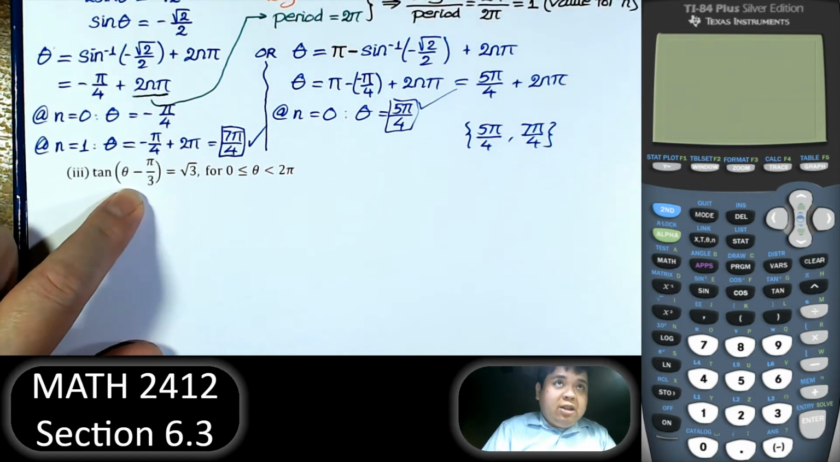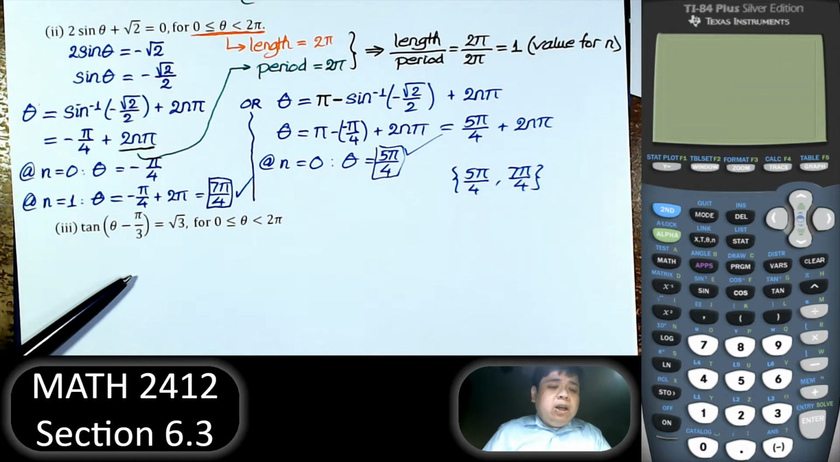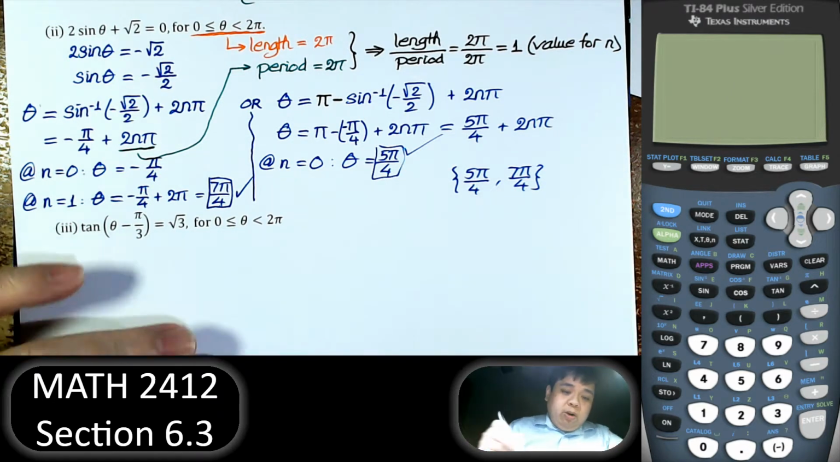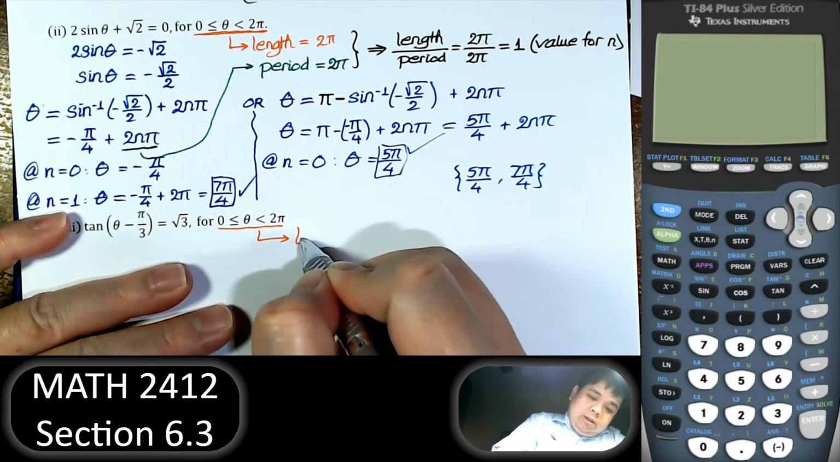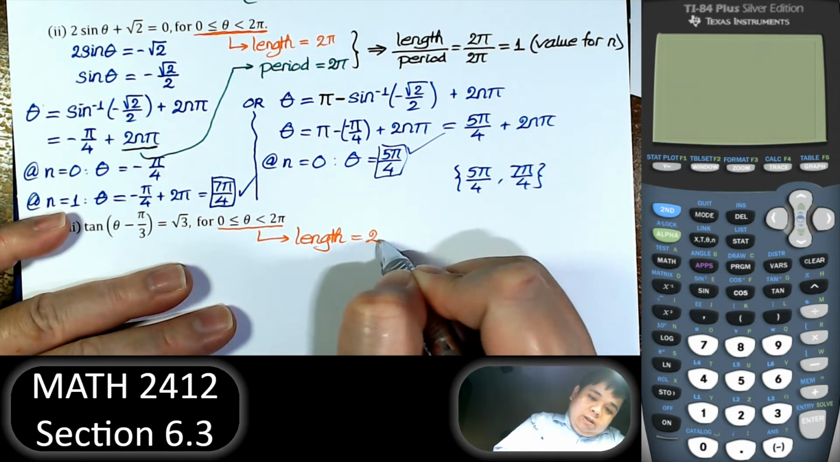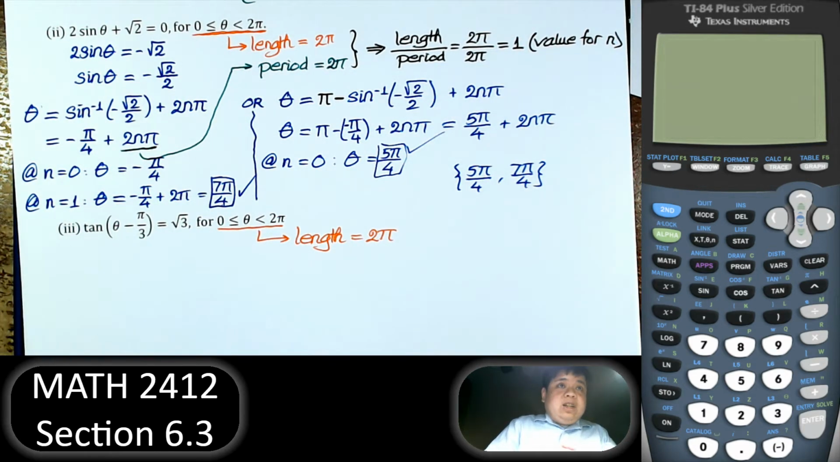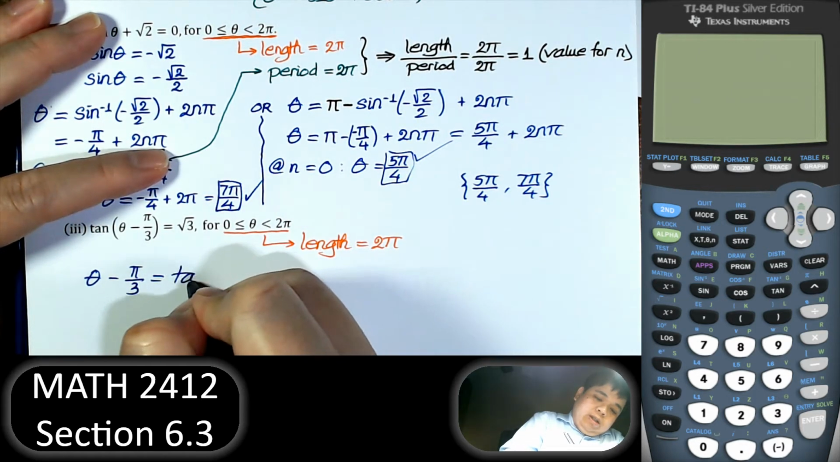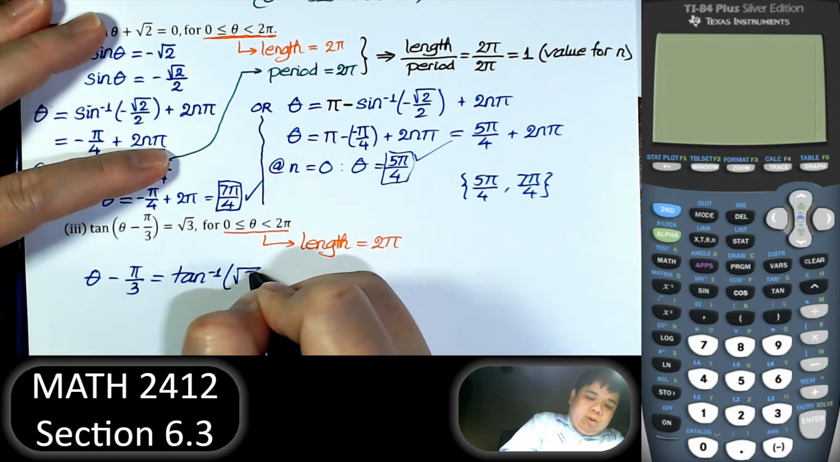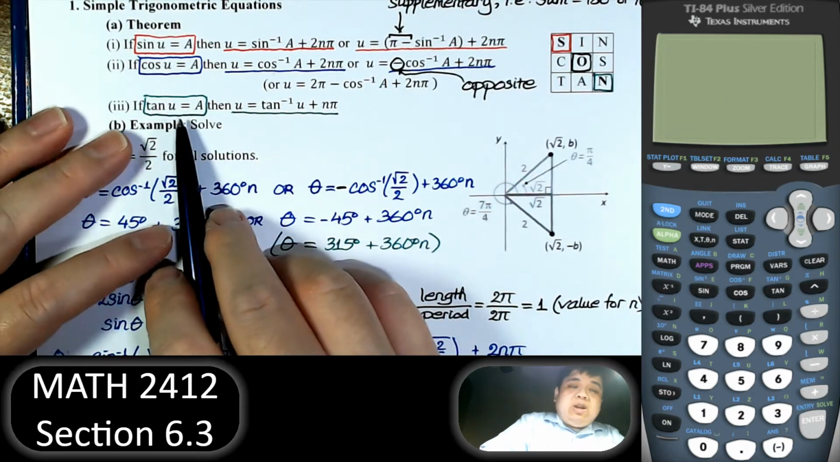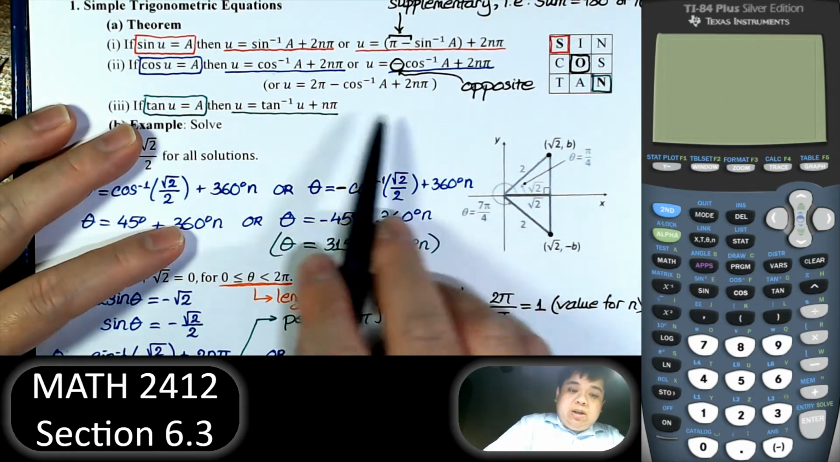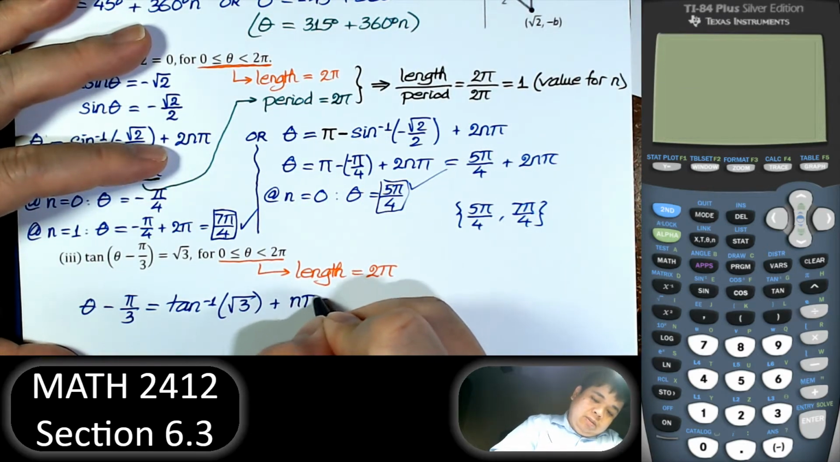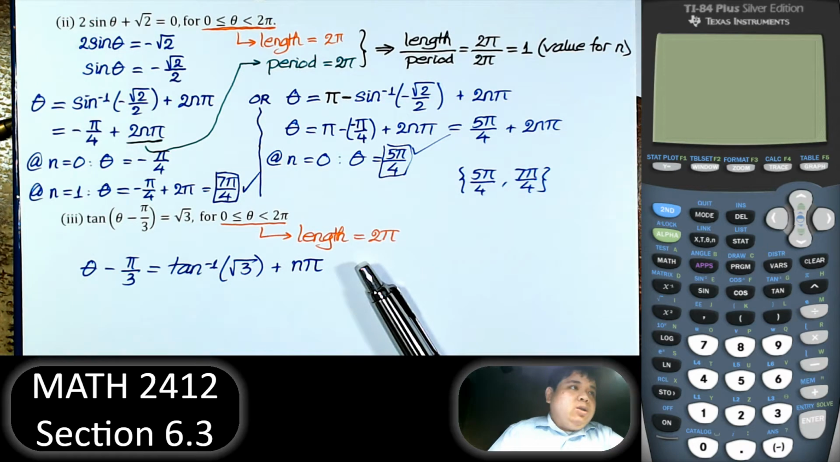Right, next, we have this example. Tangent equal to something. Once again, the solution is within the length of the interval of 2 pi. Now tangent equal to that, we will say theta minus pi over 3 equals tangent inverse of square root of 3 plus, for tangent, there will be tangent inverse and nothing else, but the period is n pi, plus n pi, right? Now what is tangent inverse of square root of 3? I still have to calculate in degree mode.